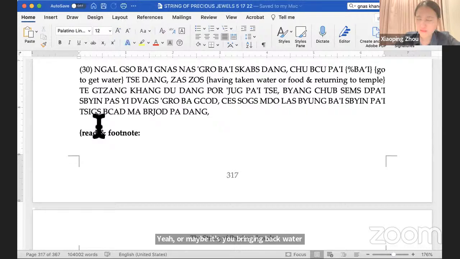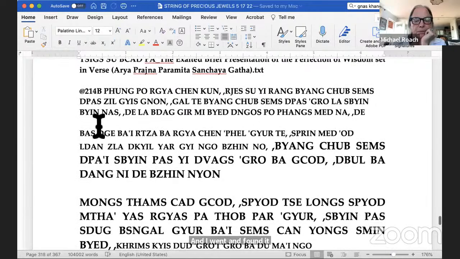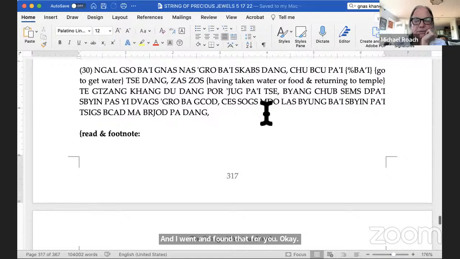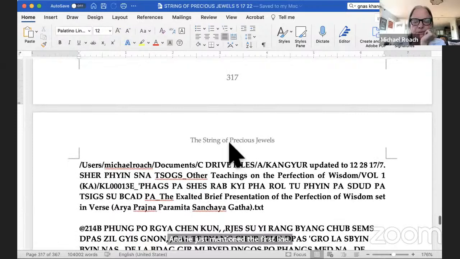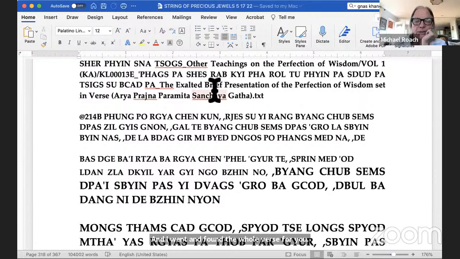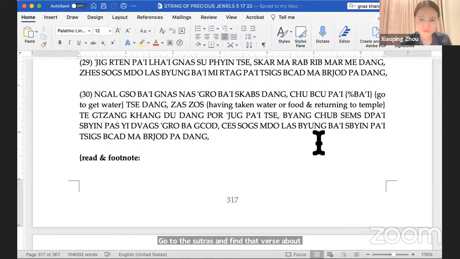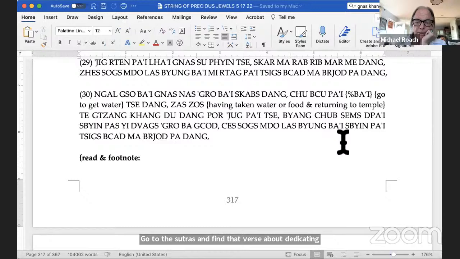I went and found it. There are special prayers. And he just mentions the first line, and I went and found the whole verse for you, okay? It's from the Sherchin Dupa. Dupa means the short version of the perfection of wisdom. So there's 100,000 verses, there's 25,000 verses, there are 18,000 verses, there's 8,000 verses, and Dupa is very short. It's a very short perfection of wisdom. And this prayer is inside there. Go to the sutras and find that verse about dedicating giving or sharing, and try to remember to say it.